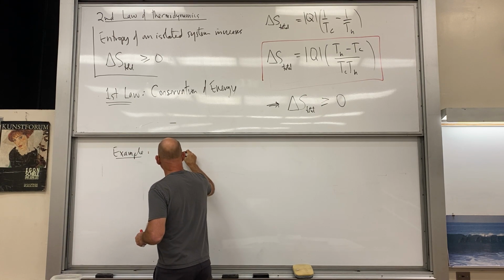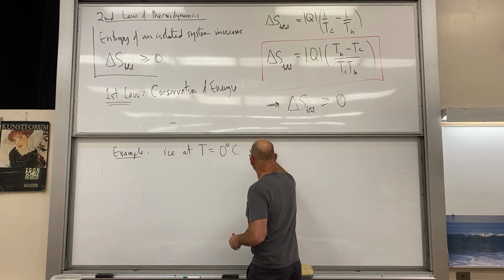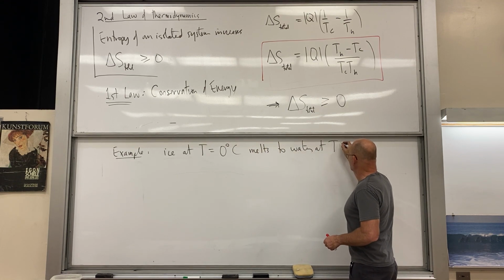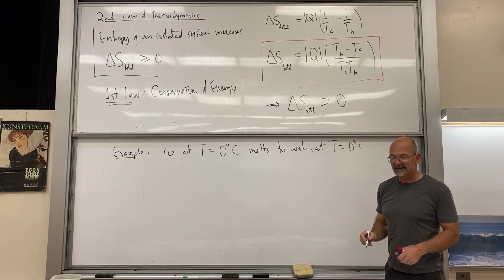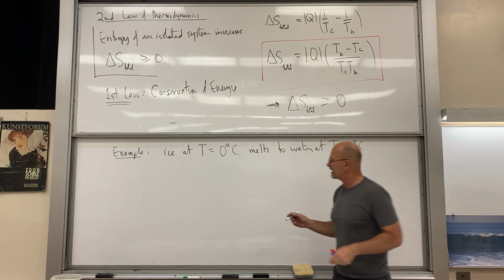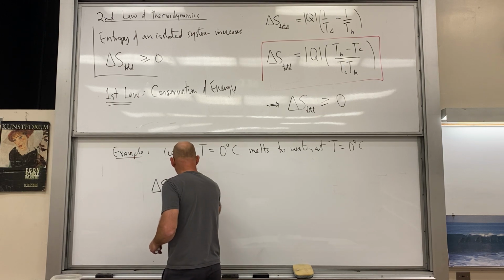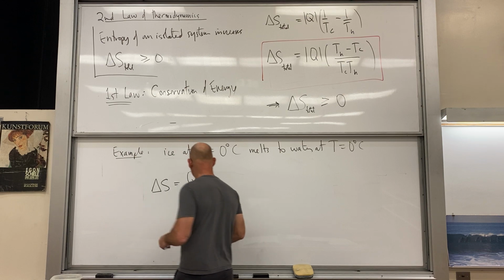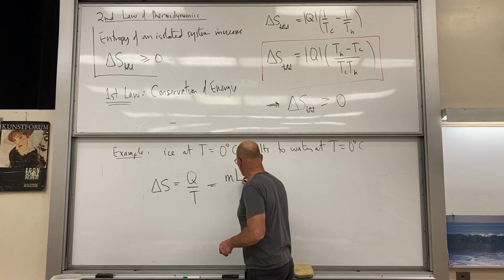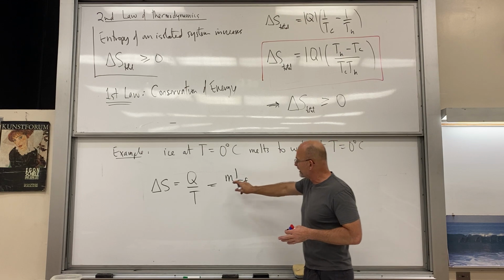Ice at T equals 0 degrees Celsius melts to water at T equals 0 degrees Celsius. So that's classically order to disorder, okay? And the change of entropy for this process is equal to Q over T. But that Q is mass of water times the latent heat of fusion of water. Okay, remember we had mass, we had latent heat of fusion, so that's Q.